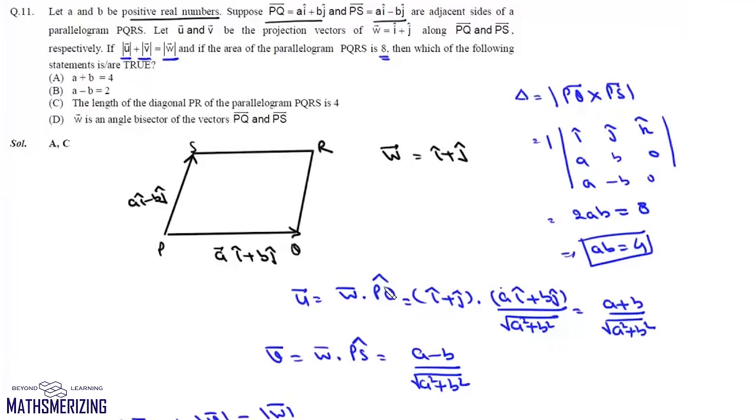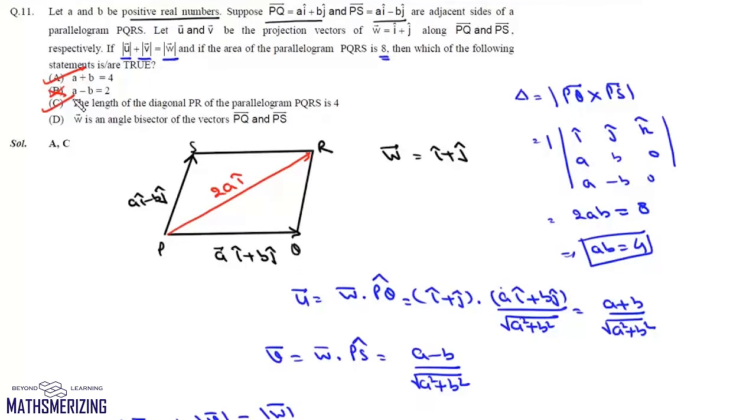So the value of A plus B is 4, this is correct. The value of A minus B is 2, it is incorrect. Next, the length of diagonal PR of parallelogram PQRS. So this diagonal will be simply AI plus BJ plus AI plus BJ. So it will be 2AI, and its length will be simply 4. So option C is also correct.